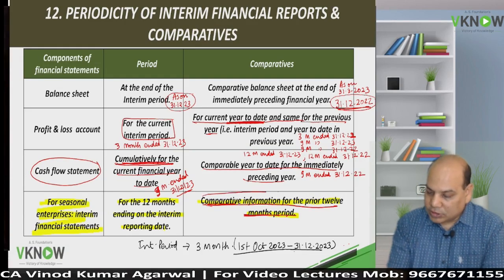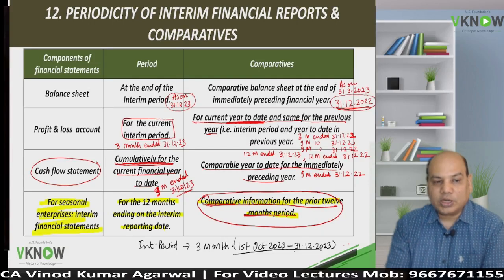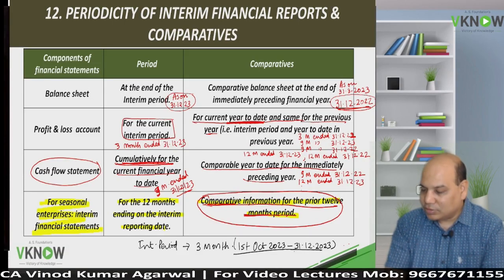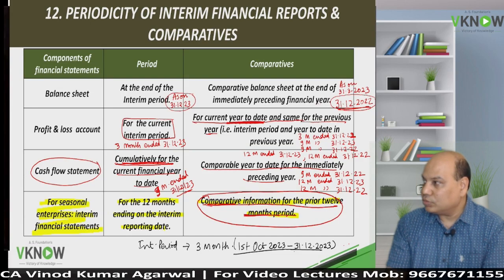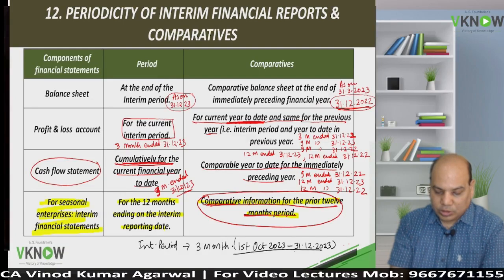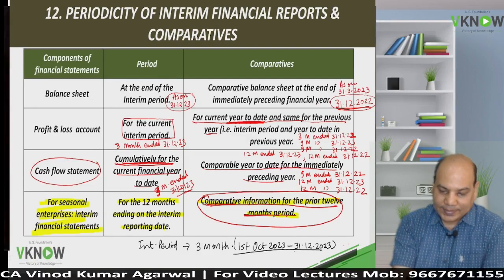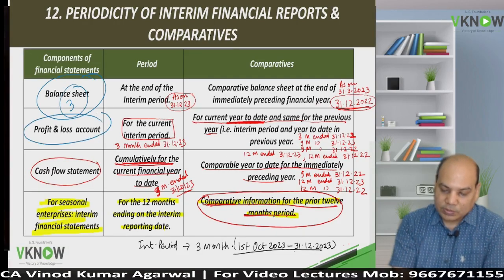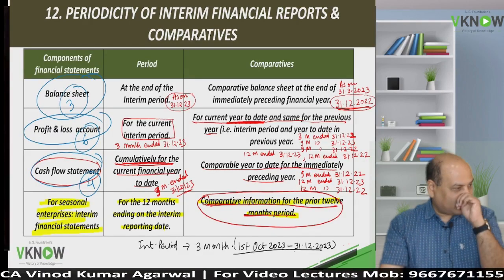So here I am going to prepare one 9 months ended 31/12/22, and for a seasonal company I am going to prepare 2 more which will cover 12 months. 12 months ended 31/12/23, 12 months ended 31/12/22. So how many balance sheets do we have to prepare? For seasonal business, 3 balance sheets. For seasonal business, 6 P&L accounts, and 4 cash flow statements will be prepared.